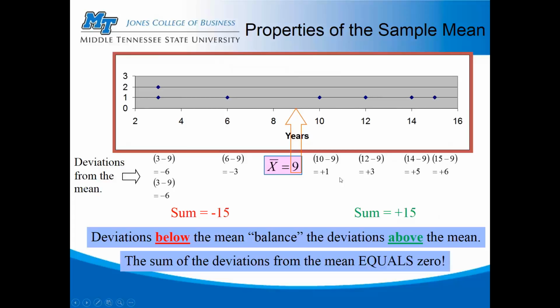Now when you add up all the positive deviations, we get 15. And that exactly balances the deviations for the 3 numbers that are below the mean. And this is always going to happen. When you add up all the numbers in a set of data and divide by the number of values, you're always going to come up with a number where the deviations from the point in that data set are going to balance each other. The sum of the deviations from the mean is always going to equal 0.